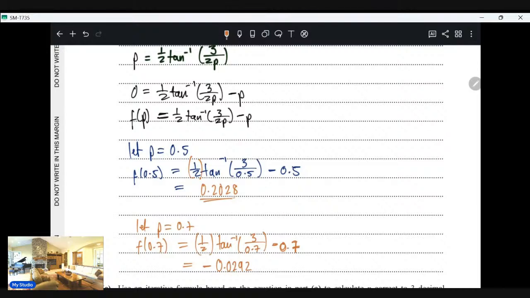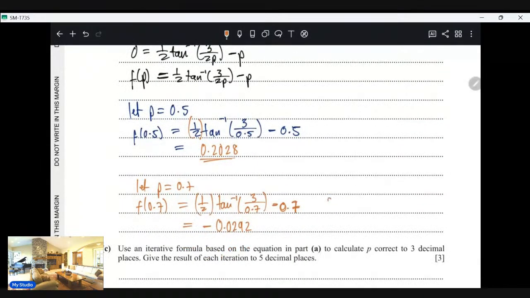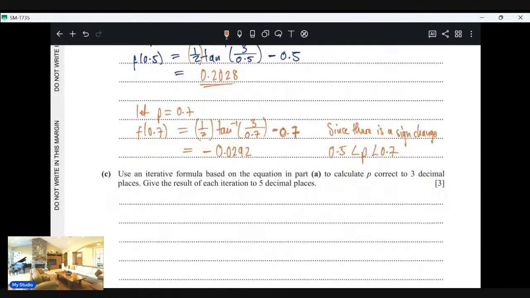So can you see that there's been a sign change? Because there's a sign change, that means we definitely have a solution between it. Between 0.5 and 0.7, we have a solution. Are we together? Good. Any question?